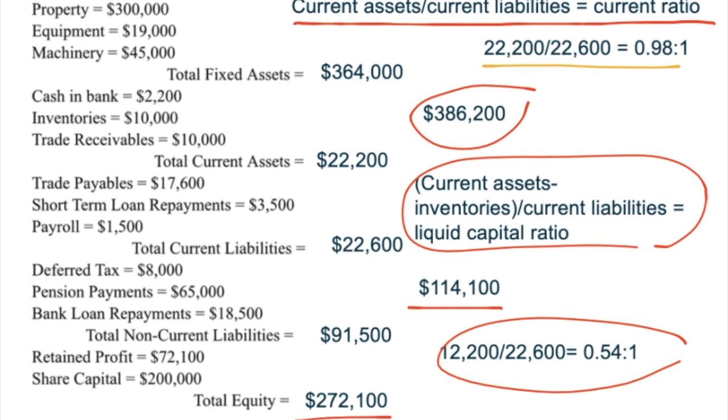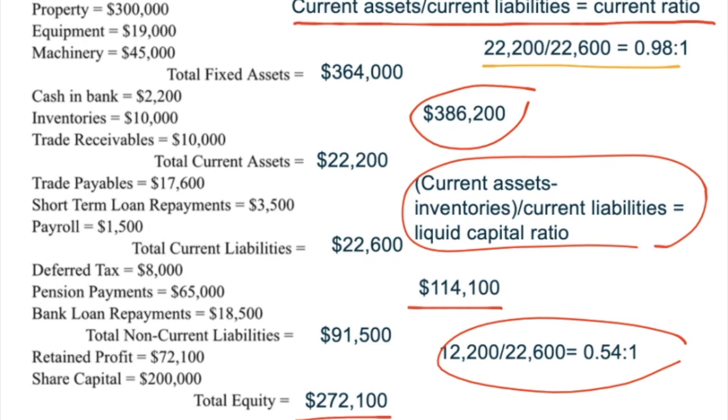But all it's really doing is emphasising that if the company doesn't sell all of its stock, and there is some stock that goes to waste, then they are even in a worse state in terms of liquidity. They're already bad with the current ratio, but they're in a really bad situation, obviously, with their acid test or the liquid capital ratio.